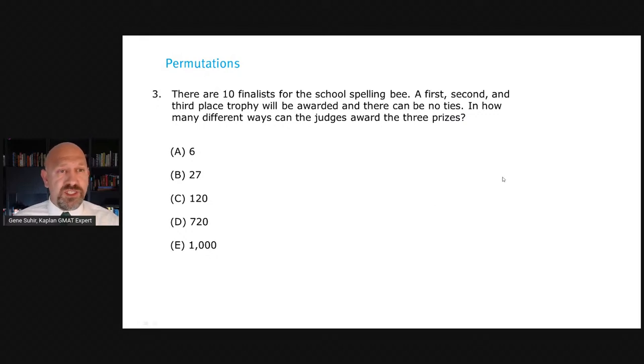So here's a practice problem right here. I'll give you, let's say, about a minute for this one, because I think once you set up your slots, I think you'll find the math itself to actually be fairly minimal. Good luck here. See how you fare.